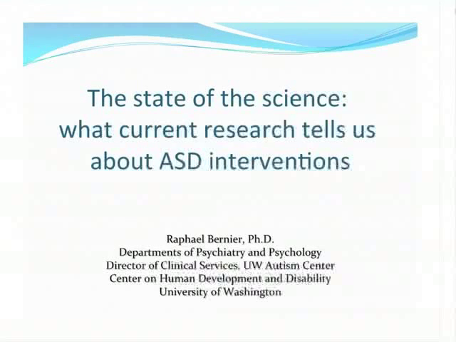And then end with what can we expect in the future? What can we expect to be learning about in the science and the media over the next 6 to 18 months in terms of interventions with autism? So kind of a sneak preview of what the upcoming science will be telling us.